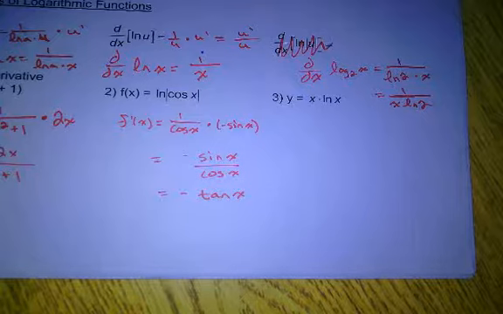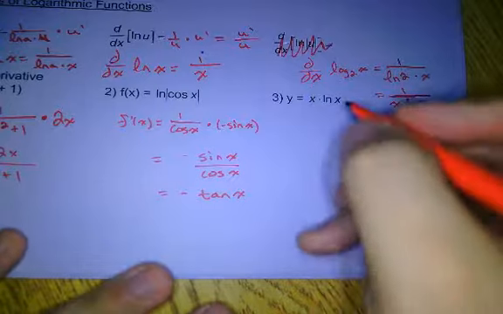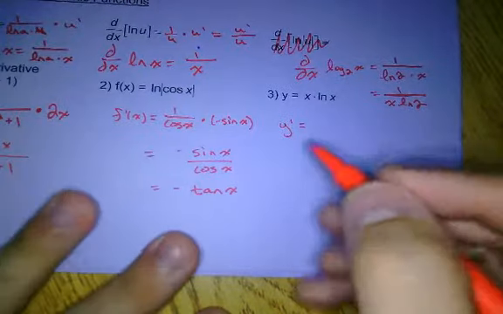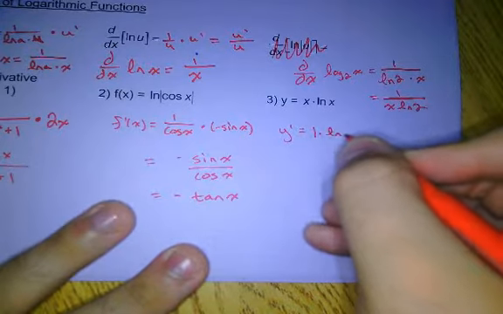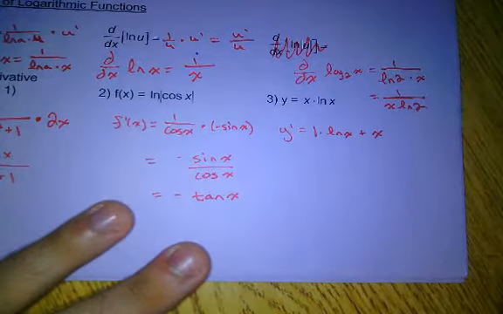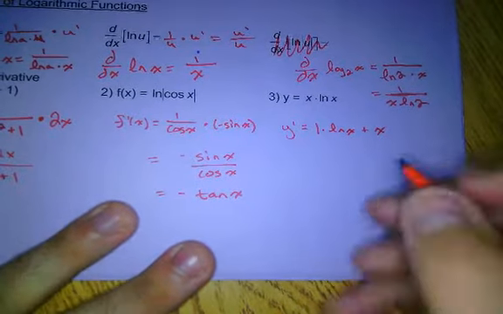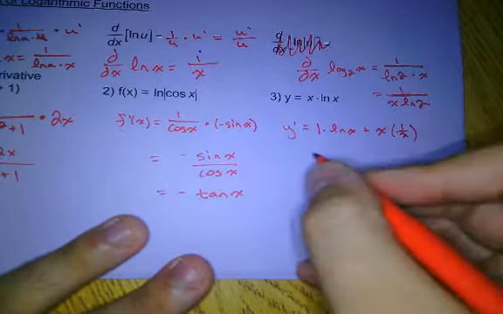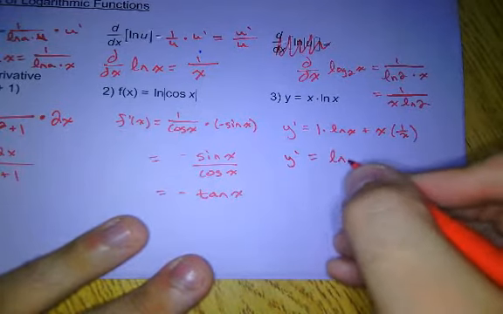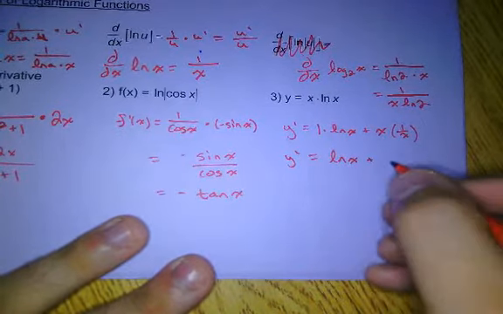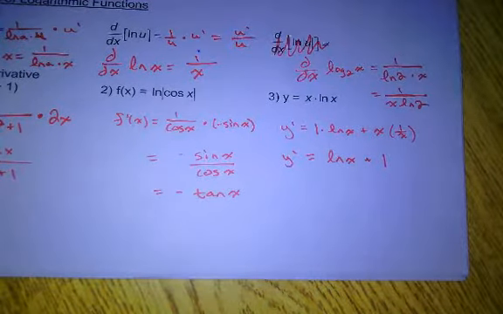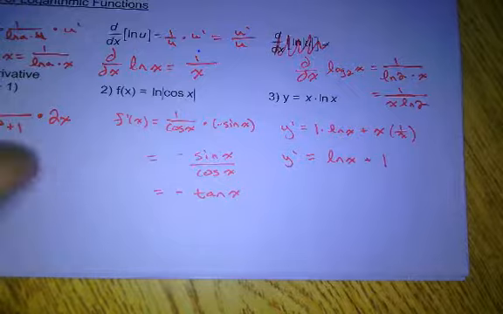Uh-oh. That's product rule, isn't it? We can do it. So, what's the derivative of the first? Leave the second, plus leave the first. What's the derivative of the second? 1 over x. Rewrite it now and make it look pretty. ln of x plus 1. Are we following along? I'll find out in a second here.